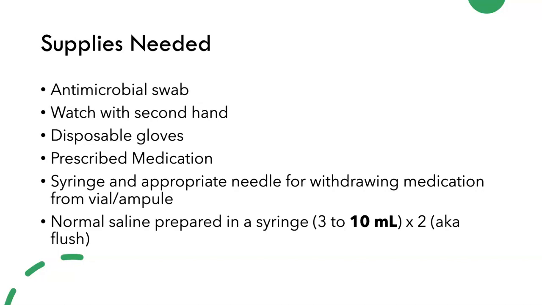We also need to have some saline flushes. Typically, these are 10 milliliter saline flushes. I always grab at least 2 because we want to be able to flush before we give the medication to make sure the IV site is good and patent. And then we also want to flush after we give the medication to make sure that the patient gets all of the medication.